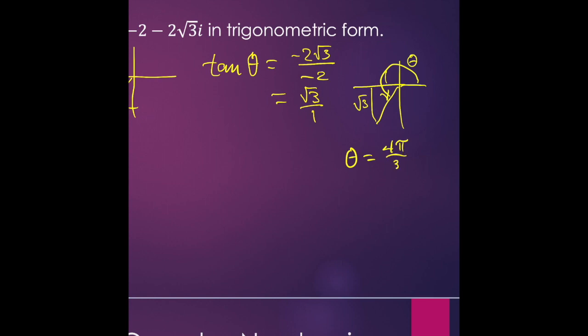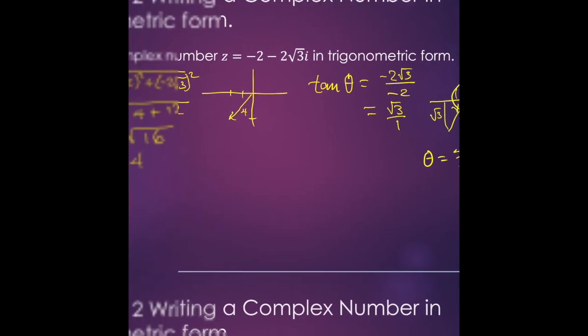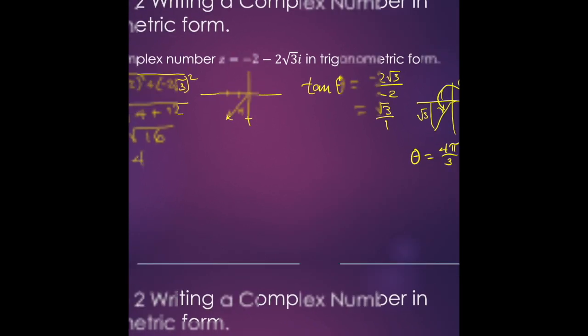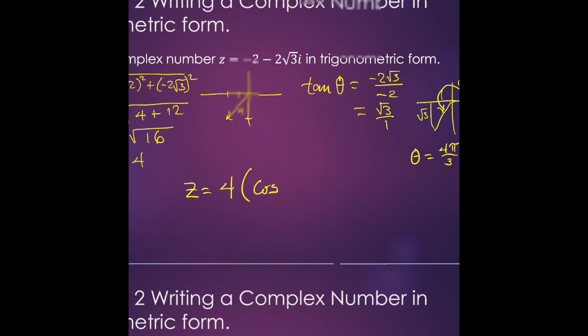So 4 pi thirds, and now we can write our number in trigonometric form. So we need the modulus, and so we have z then is going to equal the modulus, which is 4, times the cosine of our theta. So it's going to be 4 times cosine of 4 pi thirds plus i times sine of 4 pi thirds. And there we have it.